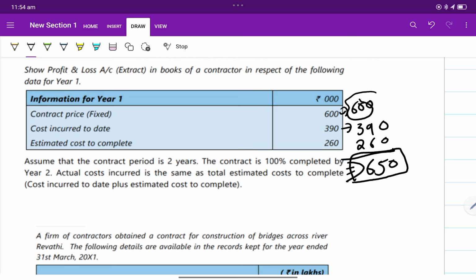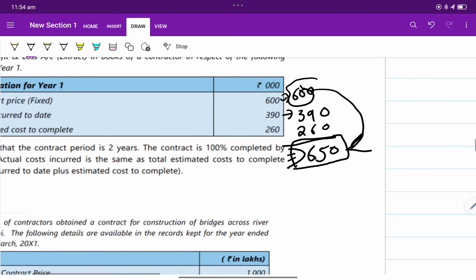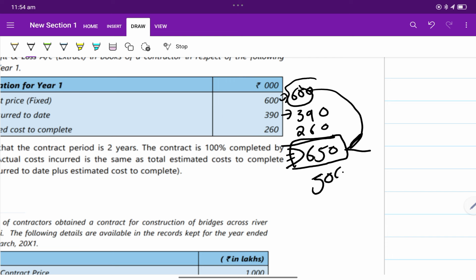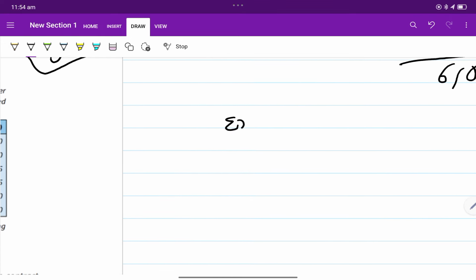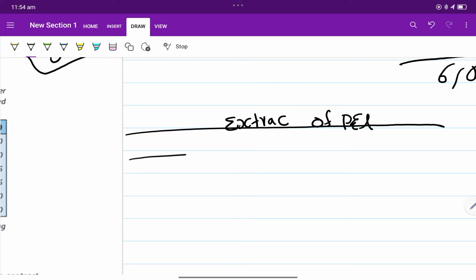Now what is the total revenue? 600. So there is a loss with respect to this one. How much loss? Same as the previous question. So 50 crores is the loss. If 50 crores is the loss, then you should recognize it in the first year itself as a provision. So they are asking about the extract of the P&L. So we'll go like this.